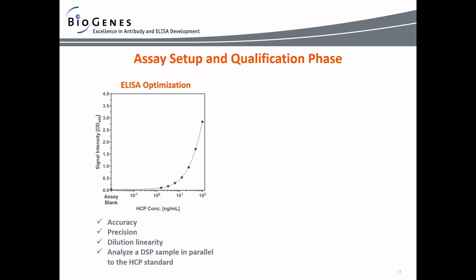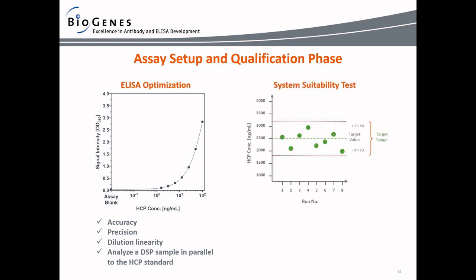After assay optimization, a system suitability test is implemented, including comprehensive acceptance criteria for standard curve characteristics, unknown samples, and an independent assay control sample. Such an independent assay control sample is analyzed in multiple ELISA runs during the ELISA development, and the target range is then typically defined as the three SD range, which is shown here on the right. Such an independent assay control sample is really an essential part of the assay setup at BioGenes.